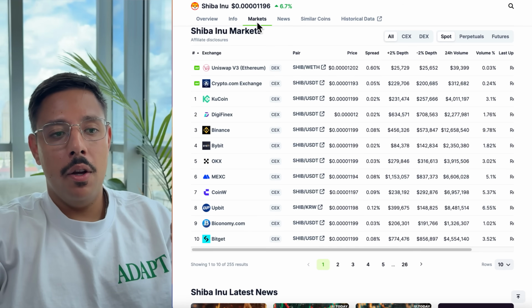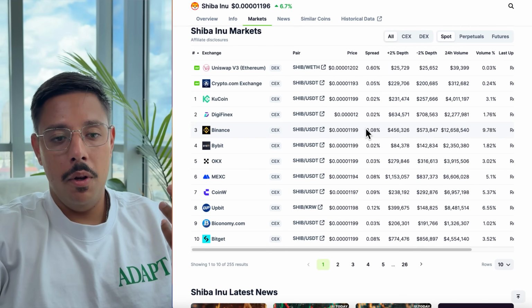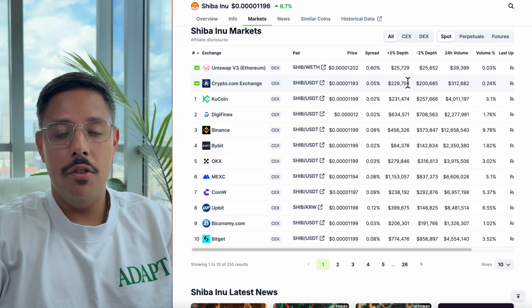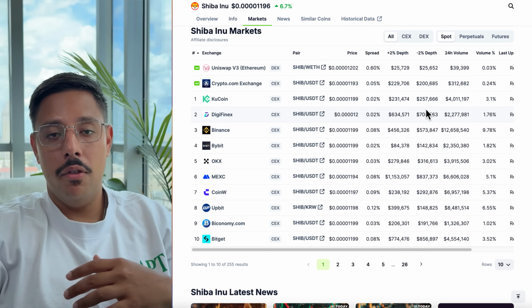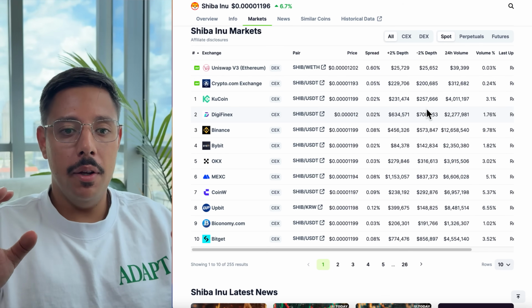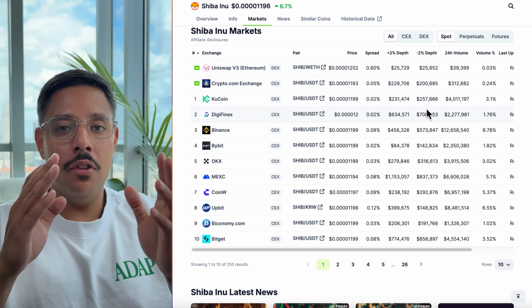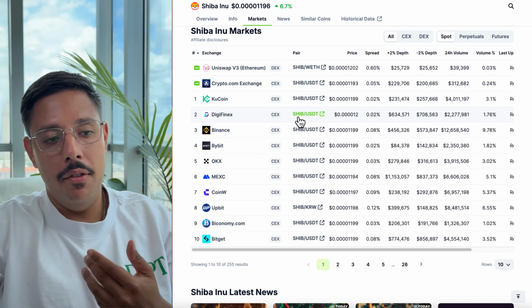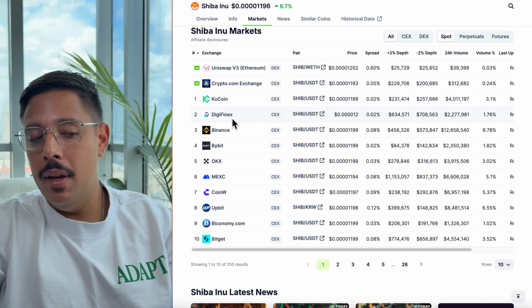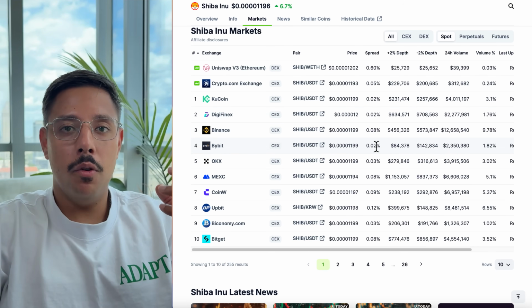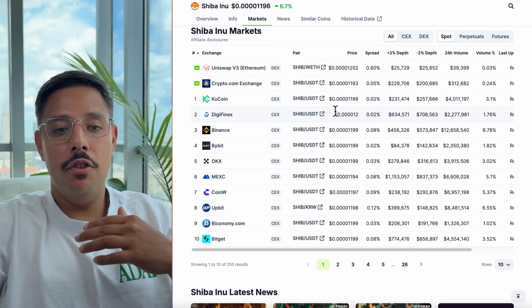So if you go to CoinGecko and you click markets for any coin that you want, there's two tabs here, which is a centralized exchange and a decentralized exchange. So there are two different ways you could buy any cryptocurrency in the market. Centralized exchanges are, as you can see here, KuCoin, Binance, Coinbase. This is what most people use when they're first getting into crypto, because it's just the most common.